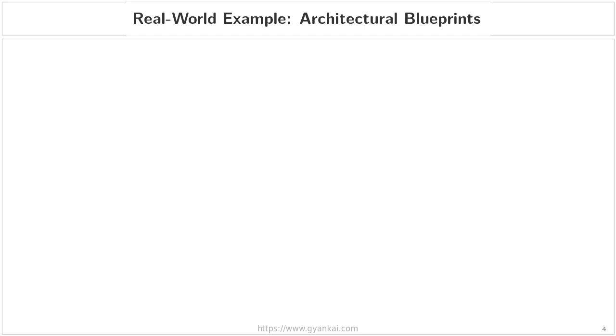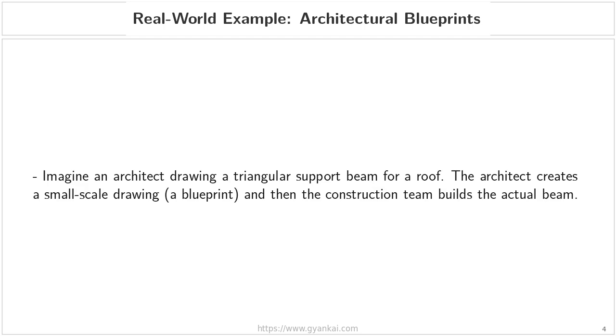Real-world example, architectural blueprints. Imagine you are looking at an architect's work. Suppose an architect is designing a triangular support beam for a roof. To plan this, the architect first creates a small-scale drawing, which we call a blueprint, and later, the construction team uses that plan to build the actual, full-sized beam.